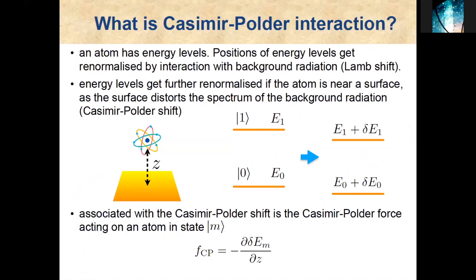So what is Casimir-Polder interaction? Consider the fact that there are energy levels in an atom, and the positions of energy levels get renormalized or shifted when the atom interacts with the background radiation. This is what gives rise to the Lamb shift. But for Lamb shifts, there's no distance dependence on the energy level shifts. So if the atom is near a surface, the energy levels can get further renormalized because the surface presence distorts the spectrum of the background radiation. The shifts which are induced by the presence of the surface are called Casimir-Polder shifts, and these depend on the distance. Associated with the Casimir-Polder shifts is the Casimir-Polder force. This is just taking the negative gradient of the energy shifts.